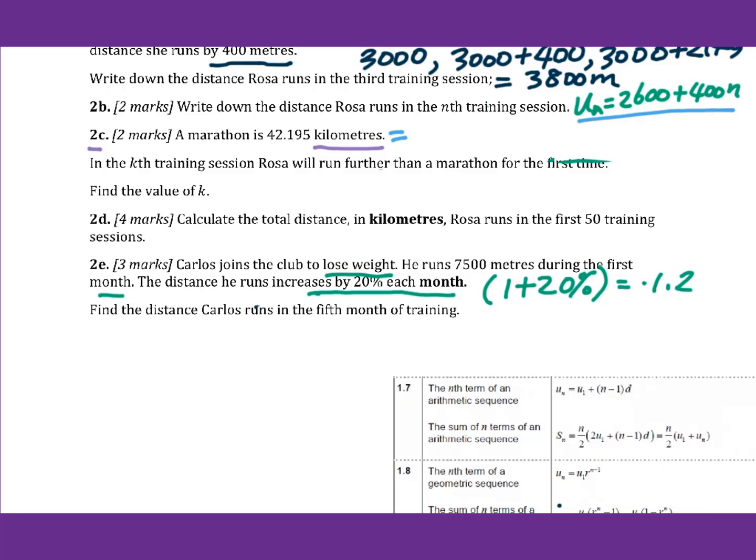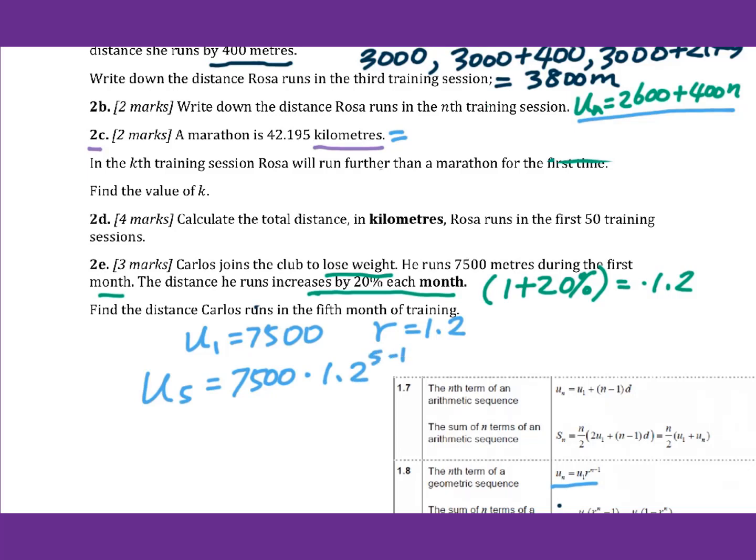From the given information, we know u sub 1 equals 7,500 and r equals 1.2. Therefore, using this formula, u sub 5 equals u sub 1, that's 7,500, times 1.2 to the 5 minus 1 power. So we put it into the graphing calculator, and your answer will be 15,552 meters. Remember the unit.